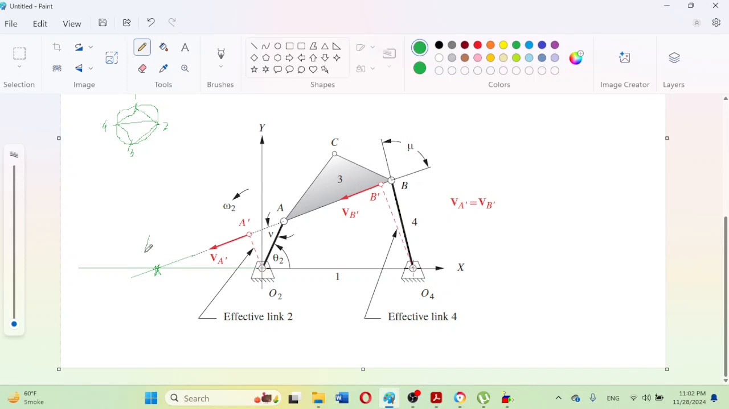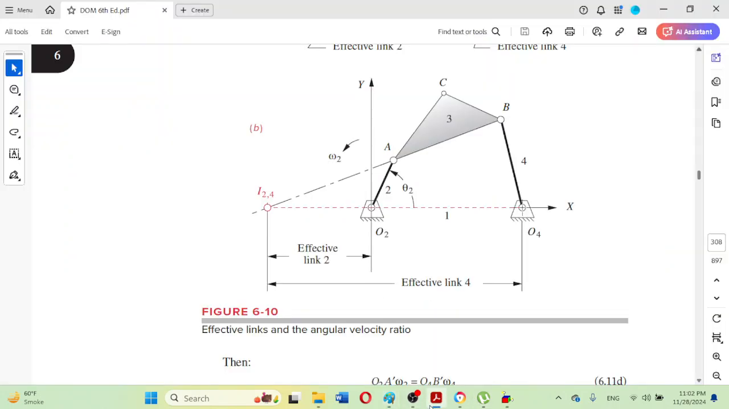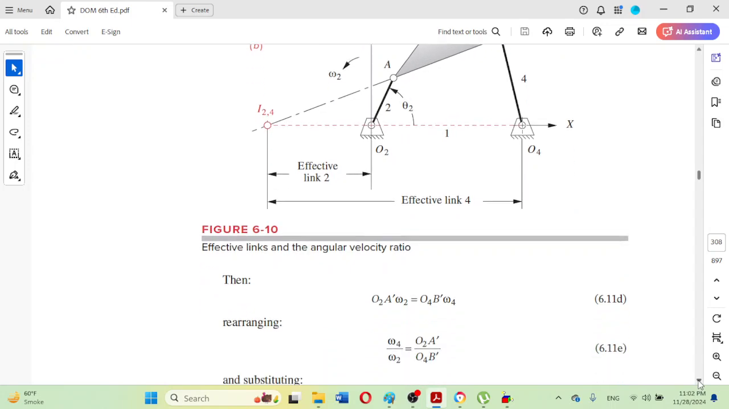So here, as the author has also shown, this is instant center 2,4. As we can observe here, the author has drawn it like this. So I have also explained this.